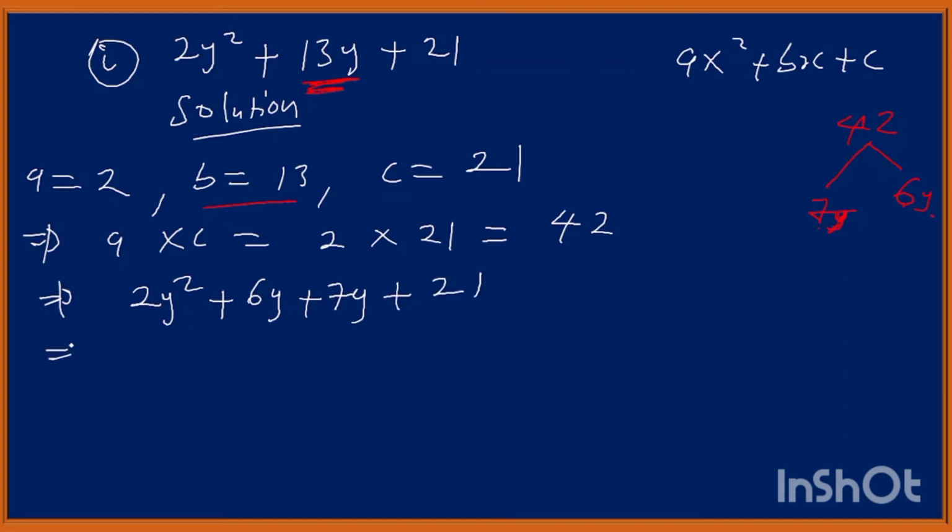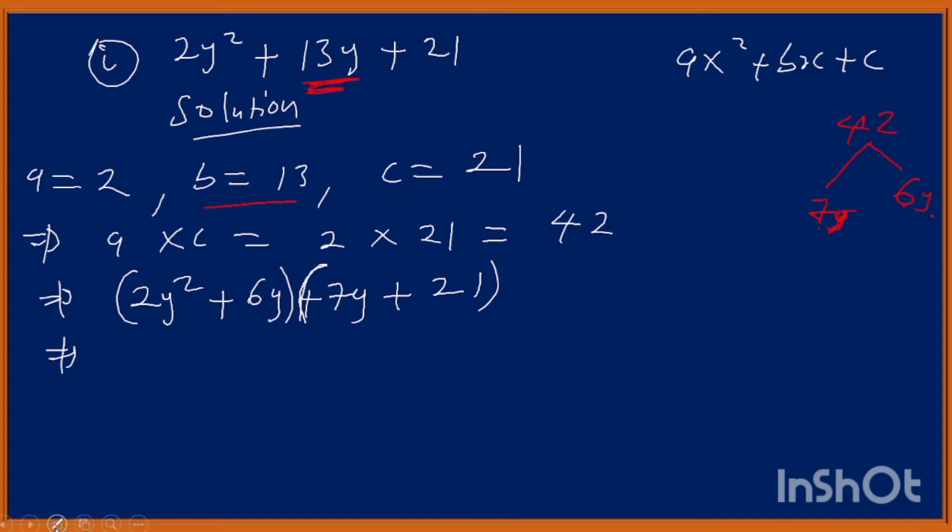21. So the next step, I group these, they are brothers, they are families, they are friends. I group this one and this one. The next thing, I choose what is common. So this is 2y squared plus 6y. What is common between 2y squared plus 6y?